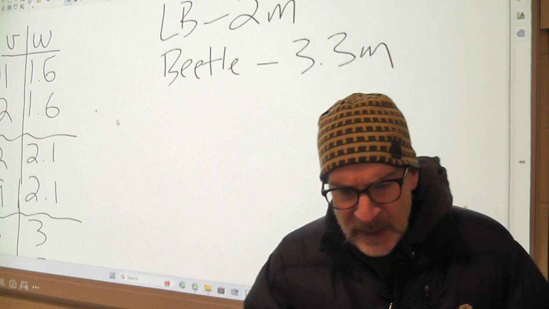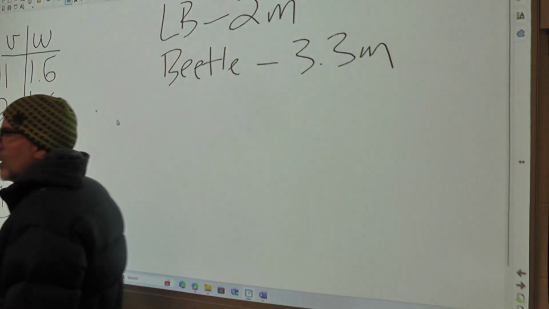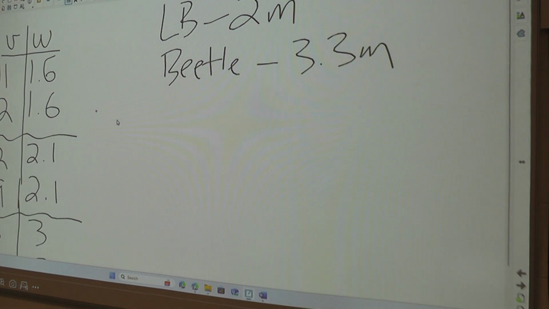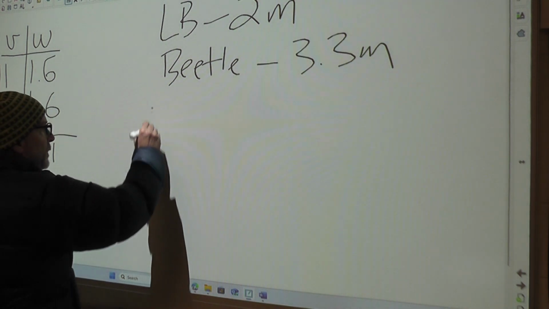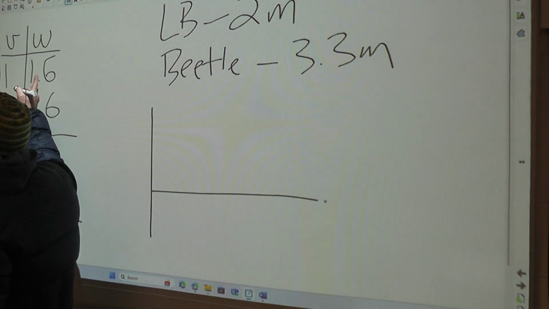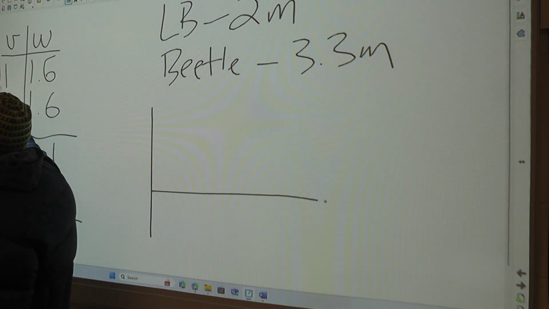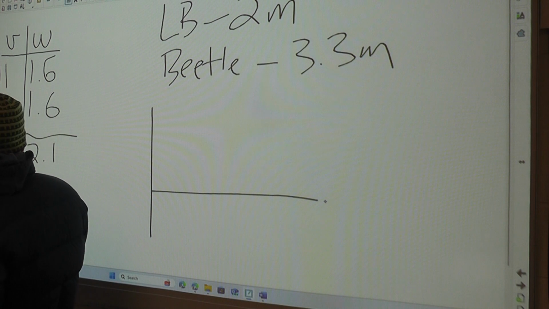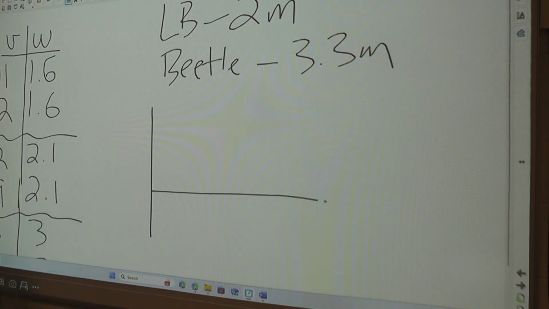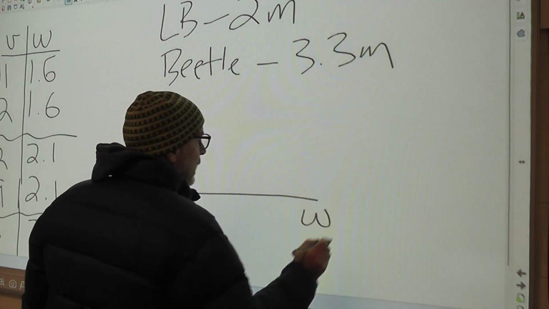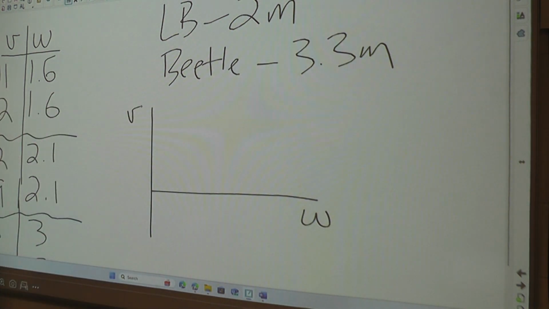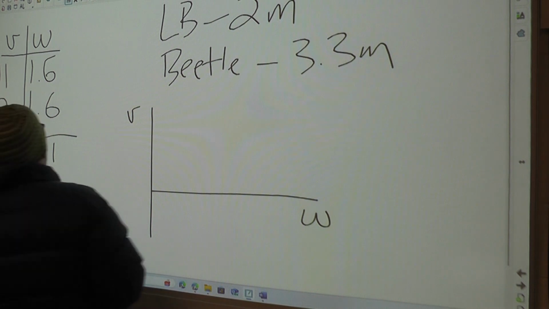Okay, so let's see if we can tease out some sort of mathematical relationship between these things. Let's start by thinking about this in terms of a graph, because we know that as the angular velocity changes, the linear velocity changes too. If this goes up, this goes up. So we know that there's an increase. If we put angular velocity on the x-axis and linear velocity on the y-axis, maybe we'll see some sort of connection. We have 2 data sets, one for the ladybug, one for the beetle, so let's use 2 different colors. Let's use red for our ladybug.